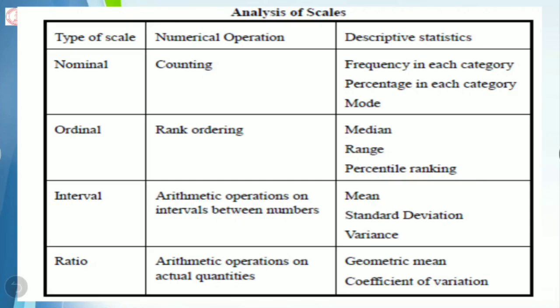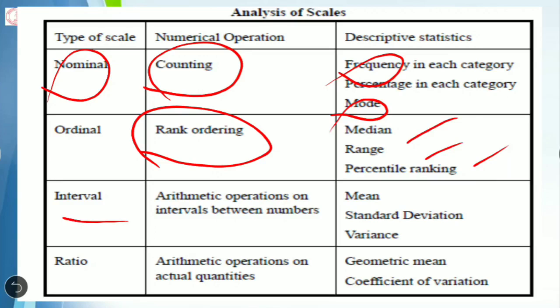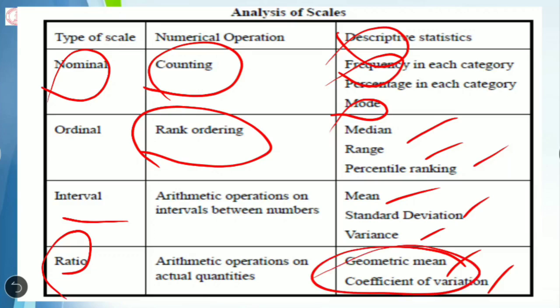Then, if you are using a nominal scale, it is basically used for counting, that is a numerical operation. Mode and frequency of the category, etc., are the descriptive statistics relating to the nominal scale. If you are using an ordinal scale, it is used for ranking of the data or variable. Median, range, and percentage are used. Interval: mean, standard deviation or variance are the descriptive statistics associated with the interval scale. And ratio scale: geometric mean, coefficient of variation, etc., are the major statistics associated with the ratio scale.